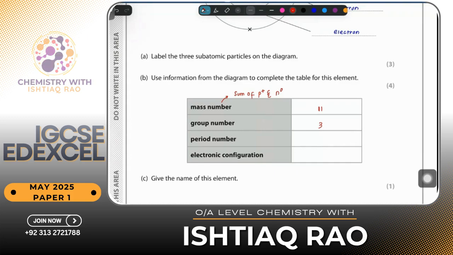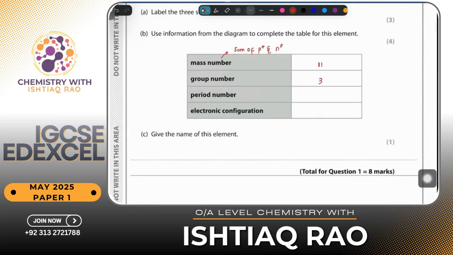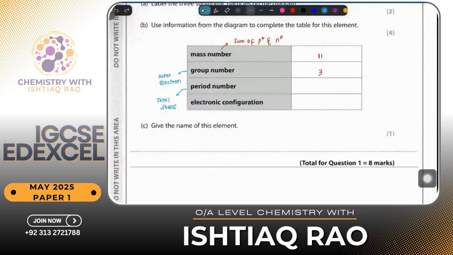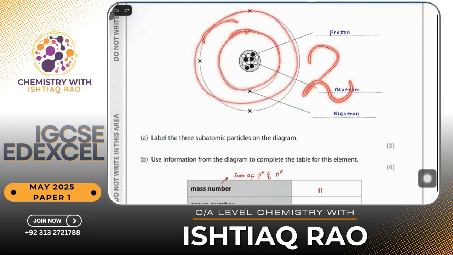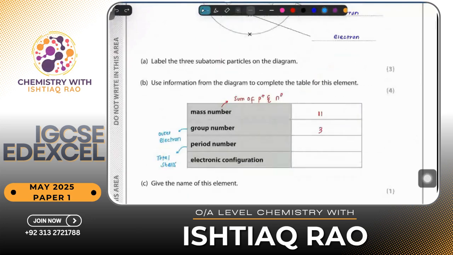Period number can be easily identified after looking at the total number of shells. So group number means outer electrons, or I can say valence electrons, and period number means total shells. So total number of shells are 1, then 2. 2 shells means period number is 2.